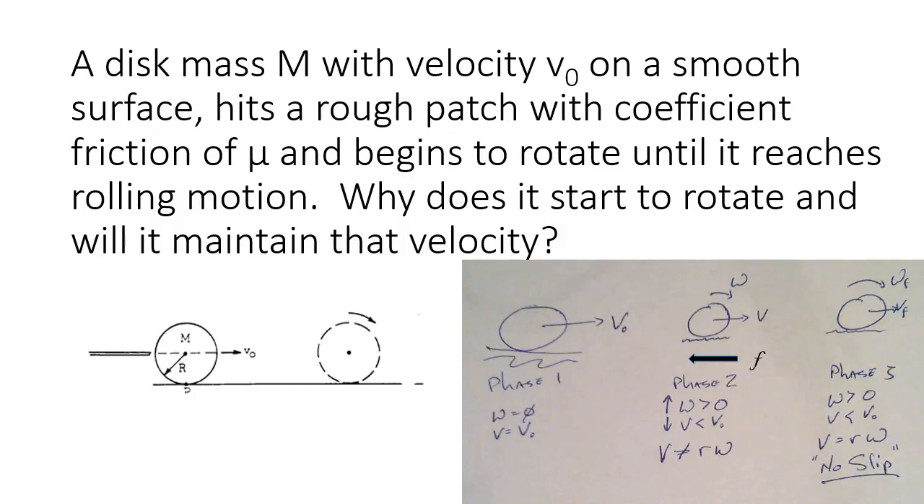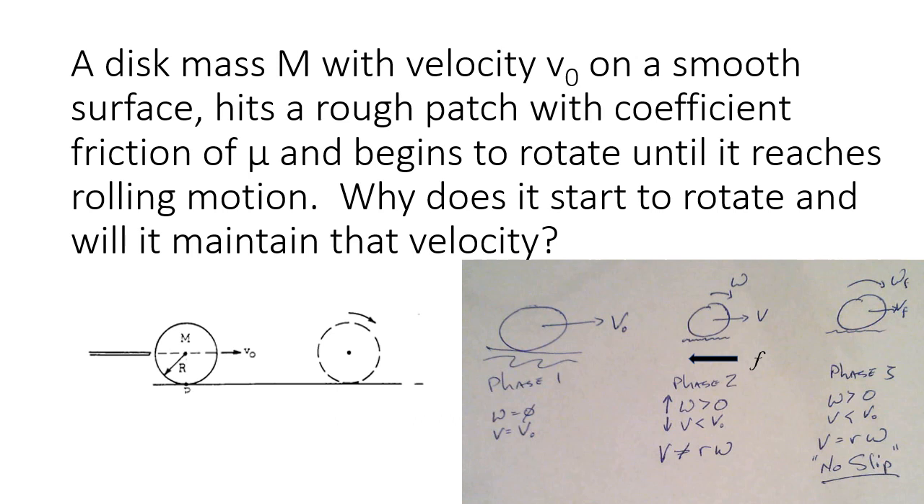So let's take a look at an example about how we might think a little bit more about rolling and how things work with it. Let's say that we have a sphere or ring or hoop that is moving along at a linear velocity of v naught, but it's not on a rough surface or a surface with any friction. It's just on a smooth surface.